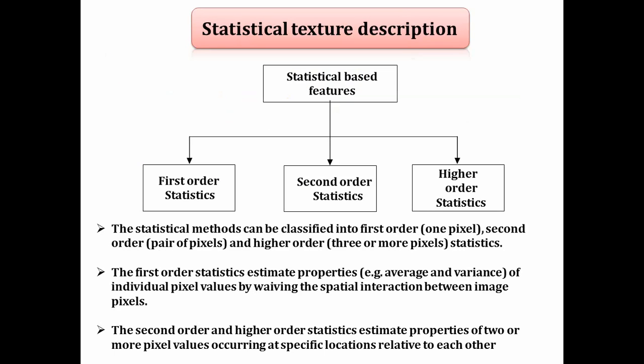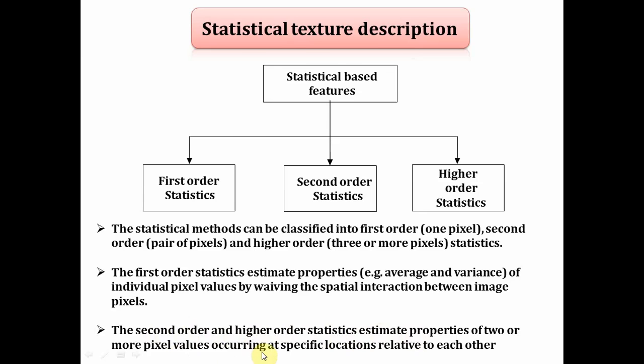Now, statistical texture description has first order statistics, second order statistics, and higher order statistics. Now what are they? First order statistics mostly provide the mean, variance, deviation, skewness, or kurtosis. The first order statistics estimate properties like the average and variance of individual pixel values, waiving the spatial interaction between image pixels. The second order and higher order statistics estimate the relation between two or more pixel values.